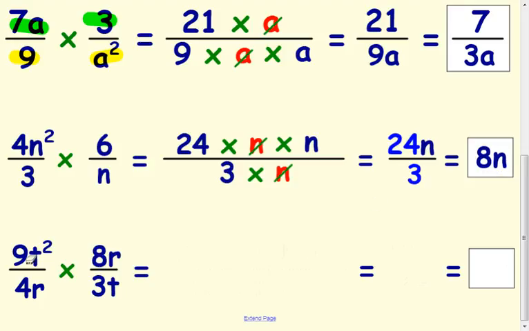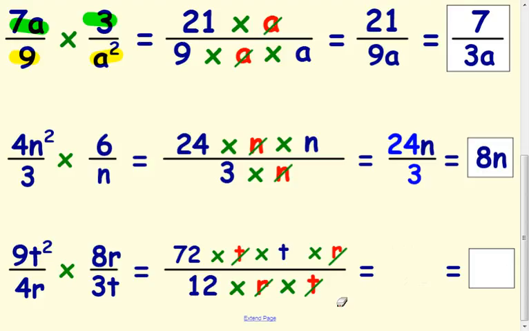Okay, last one here. Multiply the top and then multiply the bottom, so 9 8s are 72, you're going to have a t times an r. And then the bottom, we're going to have 4 3s are 12 times r times t. So we can cancel the t's down, divide the top by t, divide the bottom by t, and divide the top by r, divide the bottom by r. So we're left with 72t over 12. Then a bit of a division. How many 12s go into 72? That's 6.